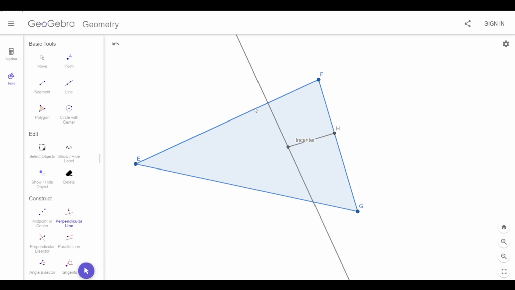Gosh, it's like I'm in 6th grade. You guys are in 6th grade.